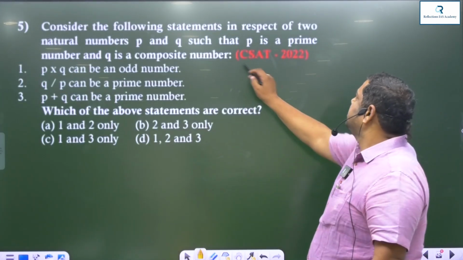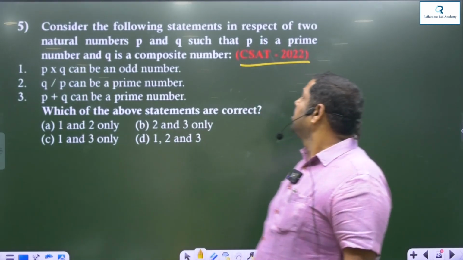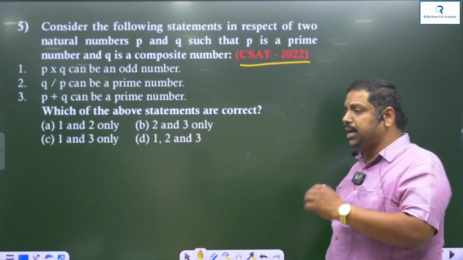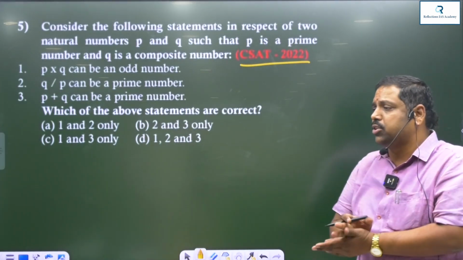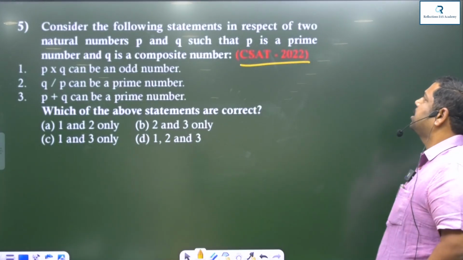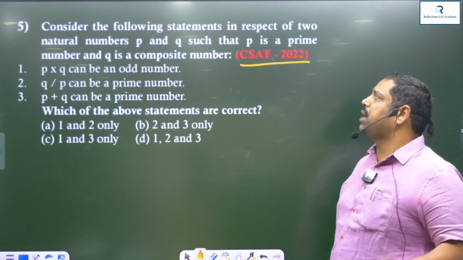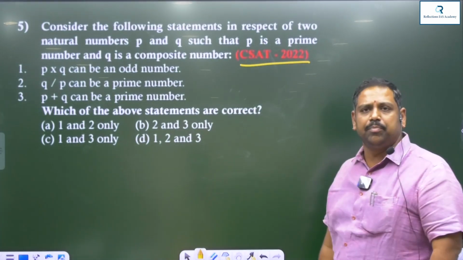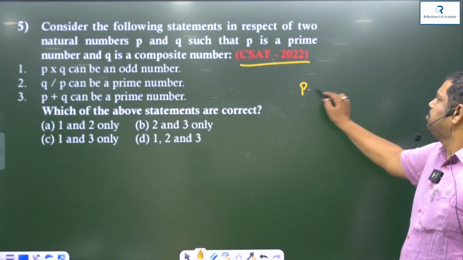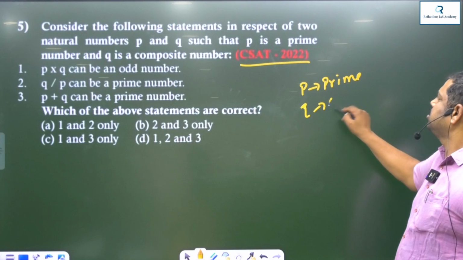Good. This is CSAT 2022 question. Consider the following statements. My dear online students, if you have any doubt, you can also comment in the chat section. Consider the following statements in respect of two natural numbers p and q such that p is a prime number and q is a composite number.